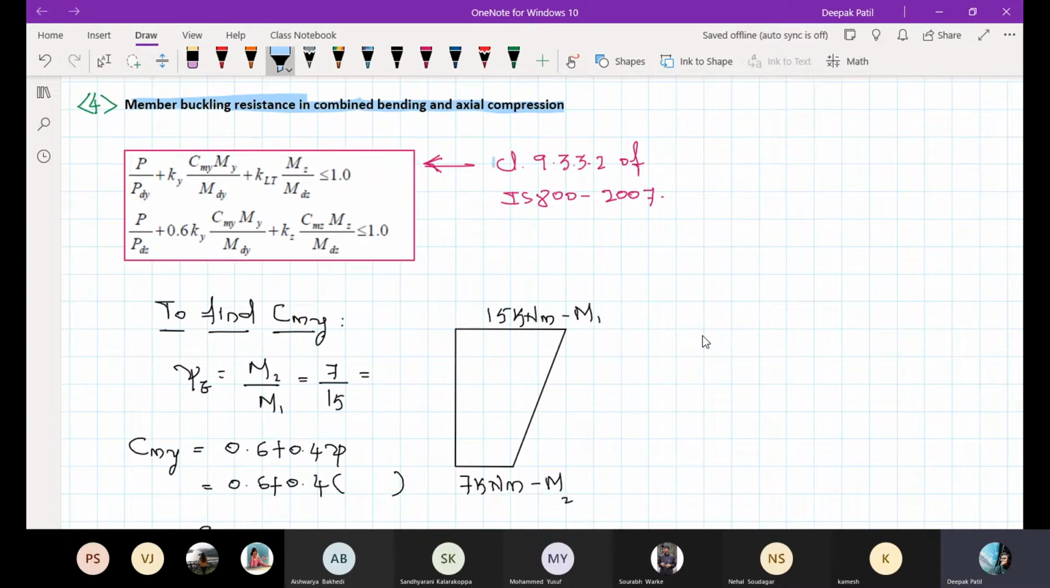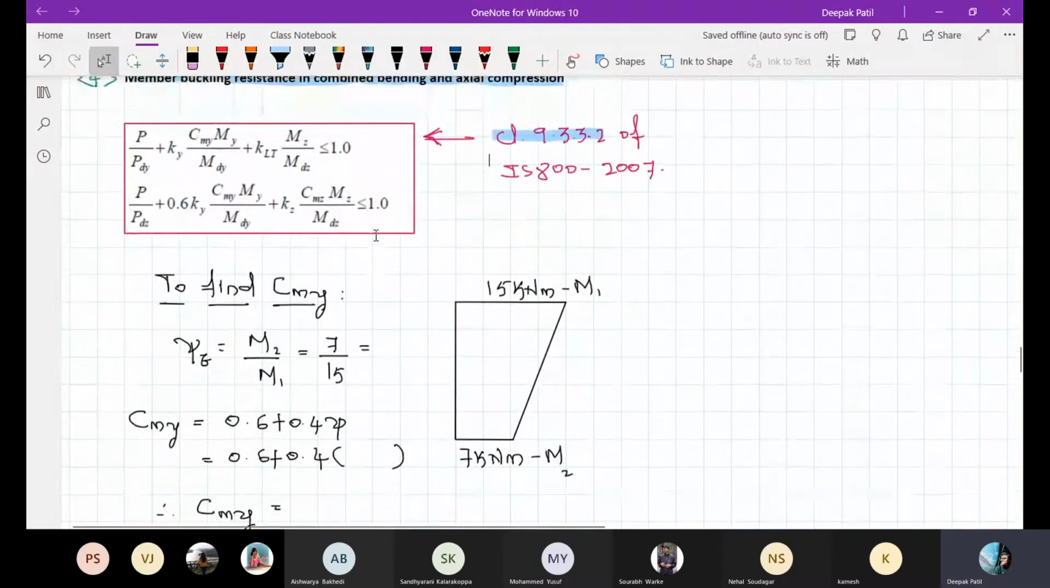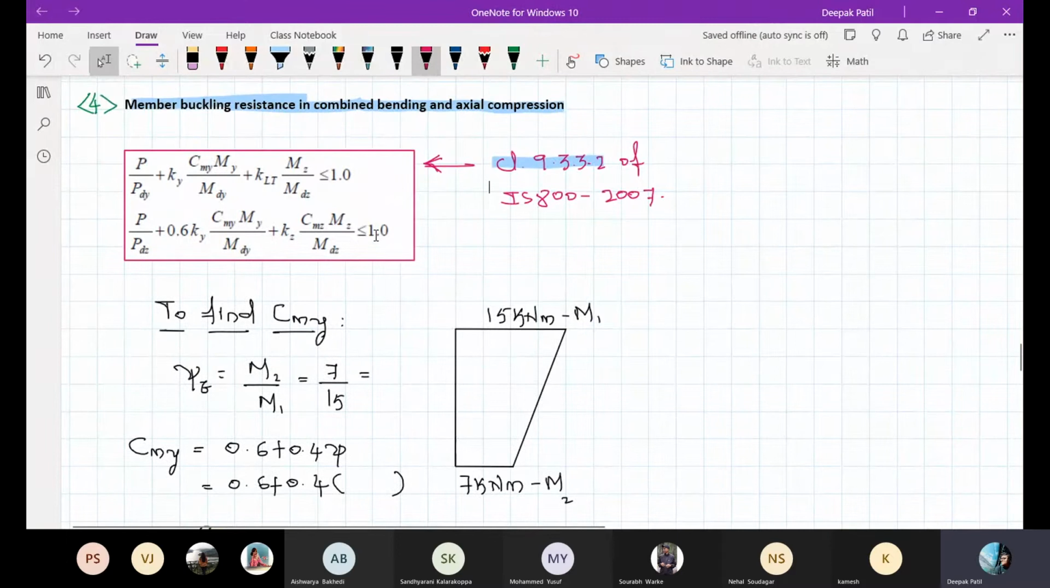They are given under clause 9.3.3.2 of IS 800/2007. Let us first calculate each and every term and substitute all the terms in these two equations. Both the equation values should be less than or equal to 1. Let us check that. First, let us find out the value of CMY.